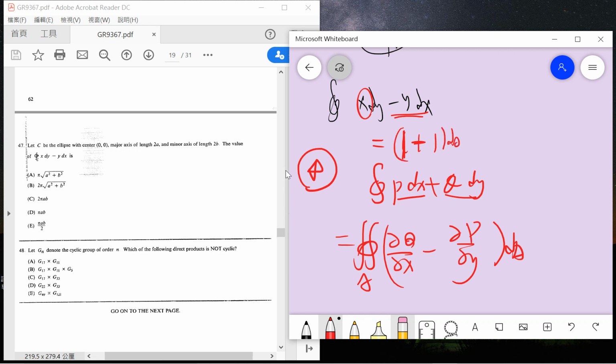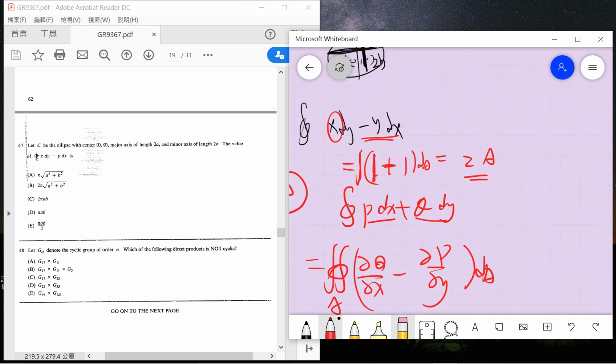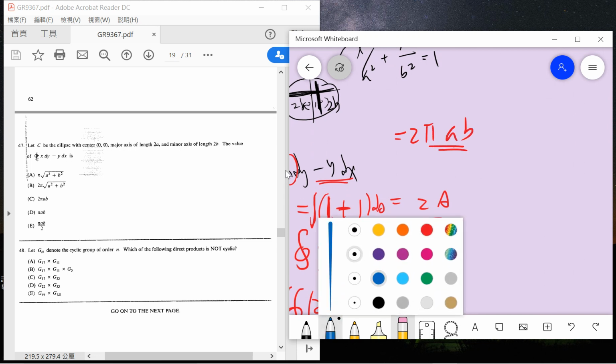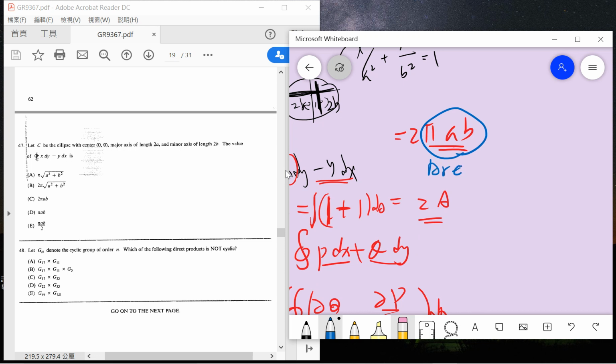And the area. So basically the answer is 2 times the area of the ellipse. So it's 2 pi AB. So this is the area. So the answer is C. The answer is C. Okay, that's it.